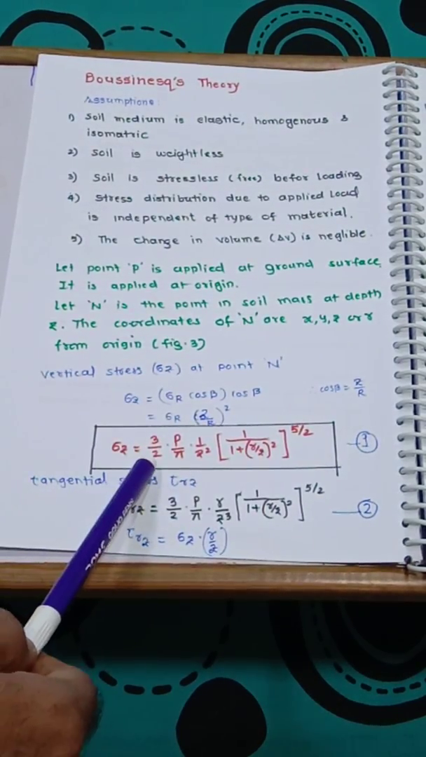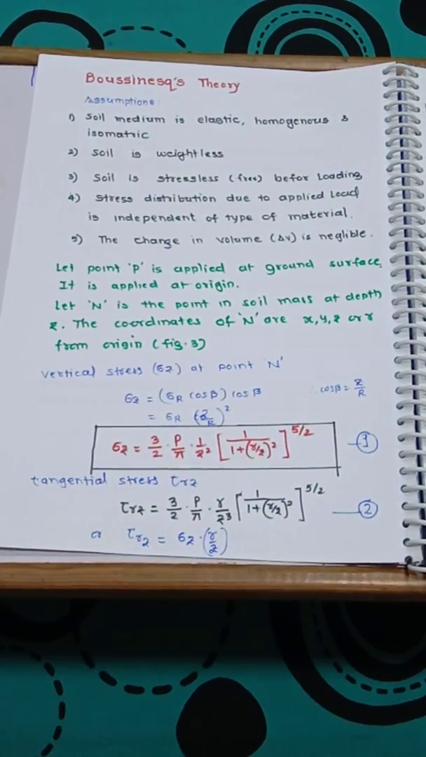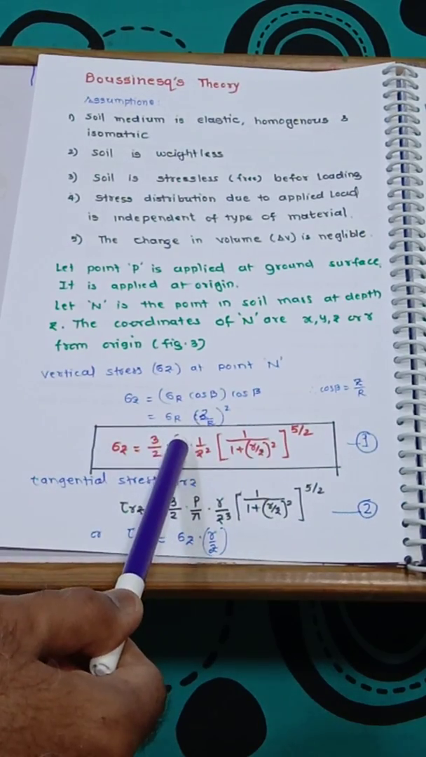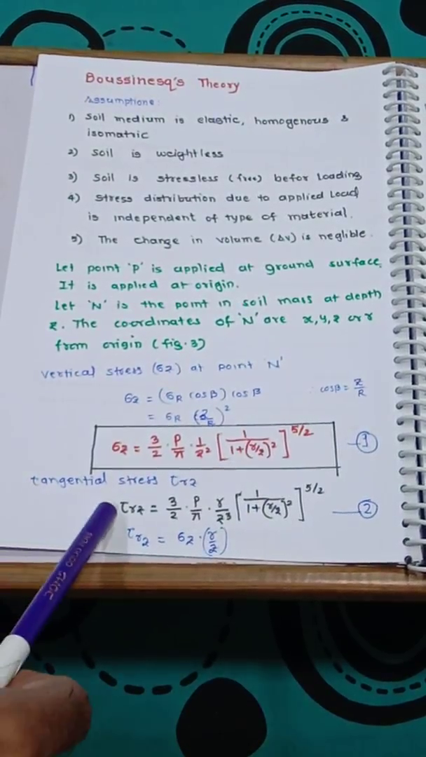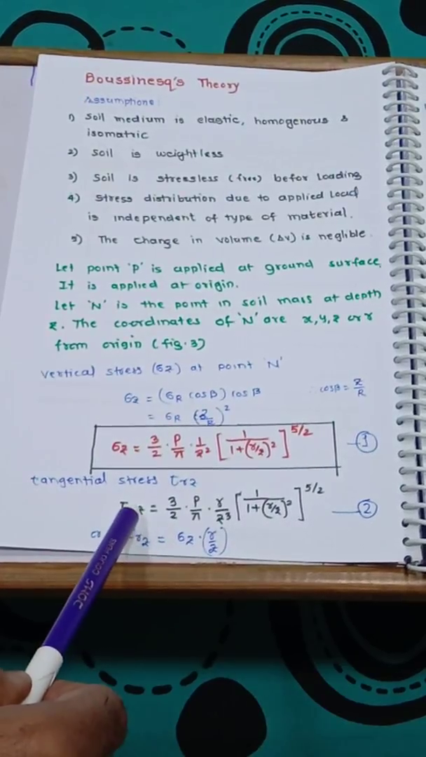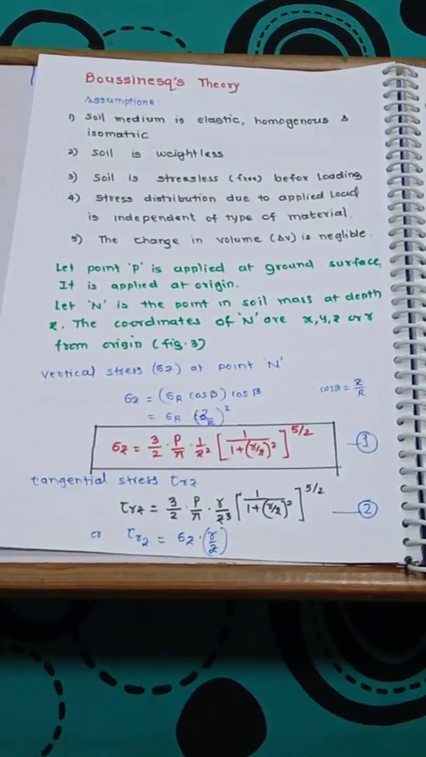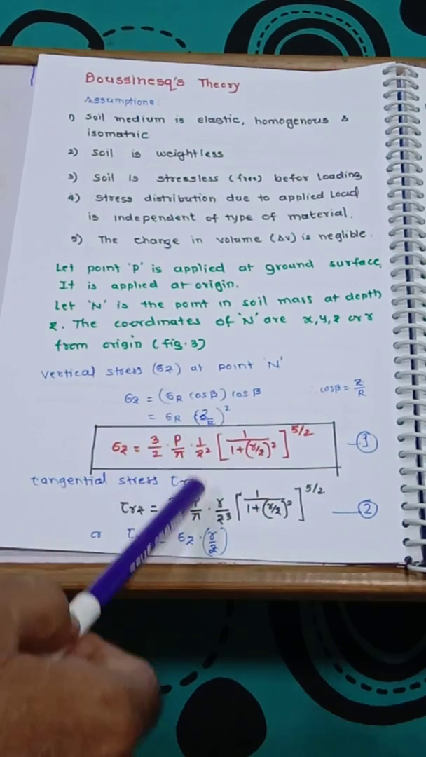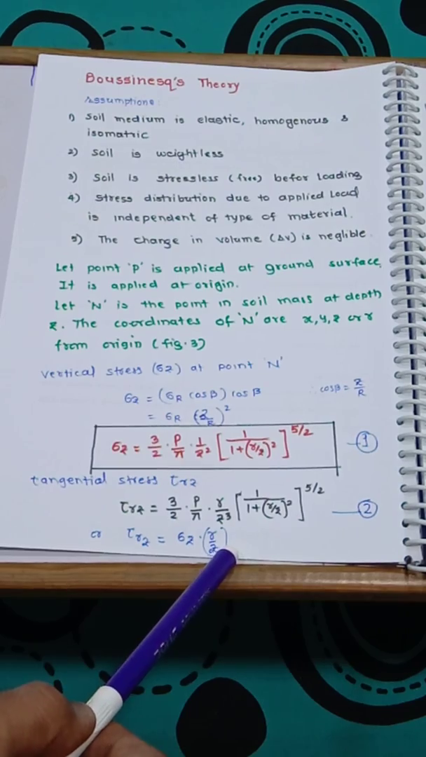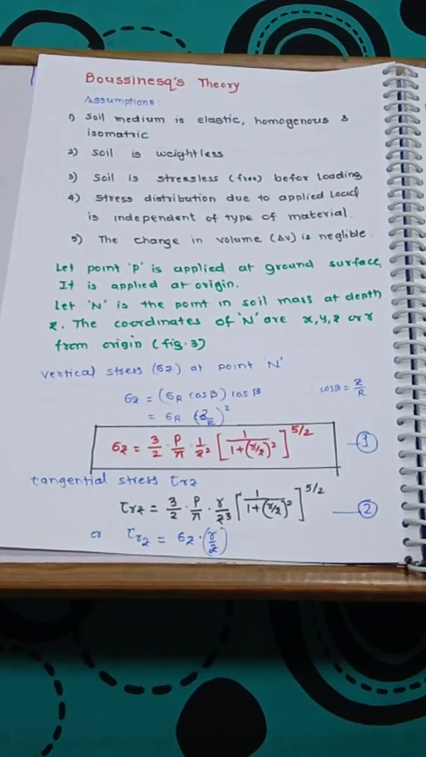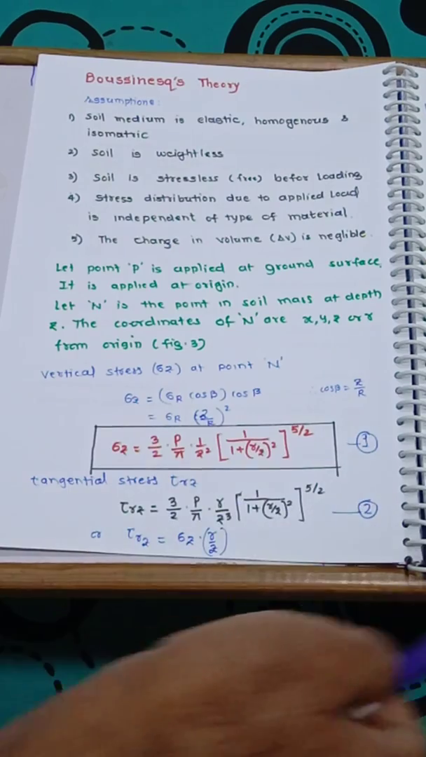You can see that nowhere are the material properties or elastic parameters involved in this equation. It is very simple. It depends only on the external load and the geometry. Similarly, for the tangential stress tau rz, the equation is almost the same, but when multiplied by r/z you get the tangential stress. A very simple correlation between the two.